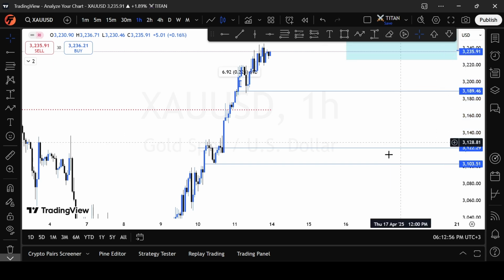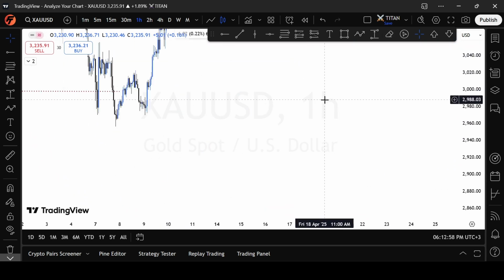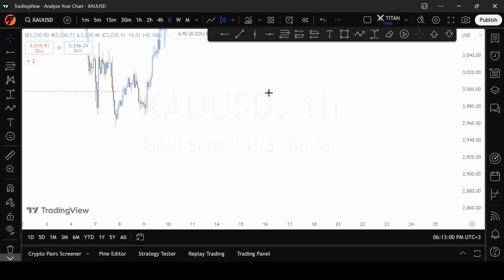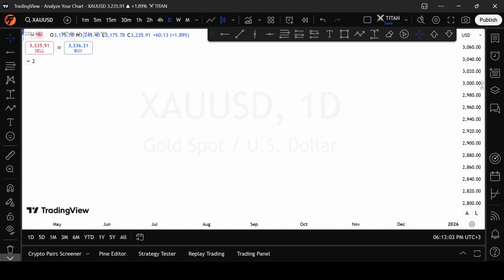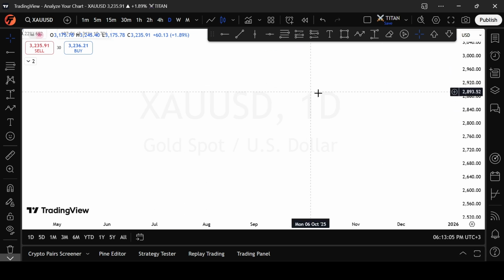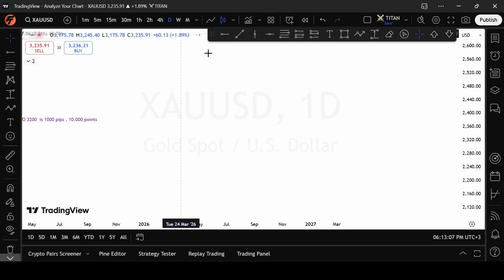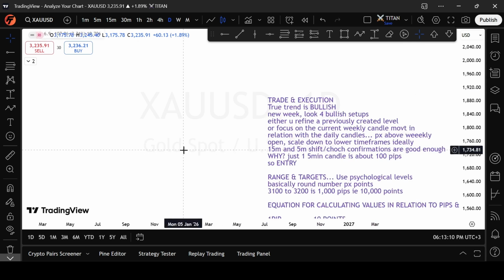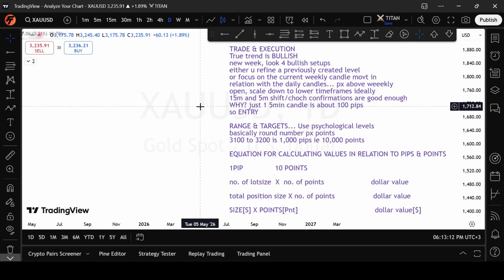Okay, I've written it down here. It's something I already wrote down, so it's down here, trade execution. We already went through all of this. We've already established that the true trend is bullish. In the new week, we should look for bullish setups. Either you refine a previously created level or focus on the current weekly candle movement in relation to the daily candles.